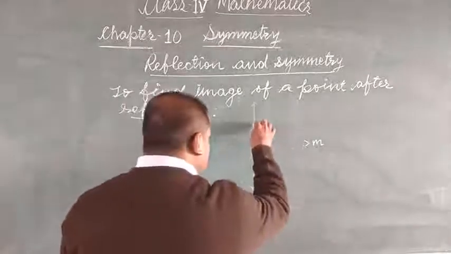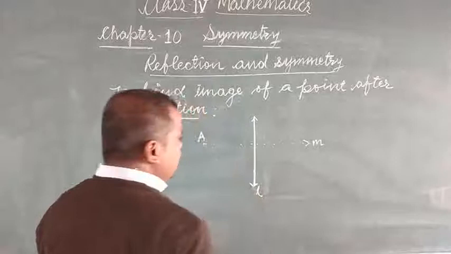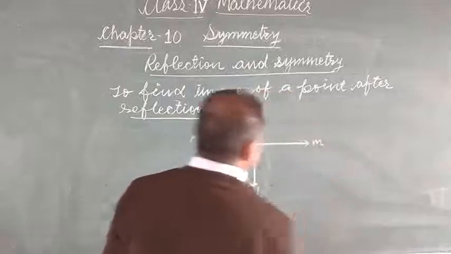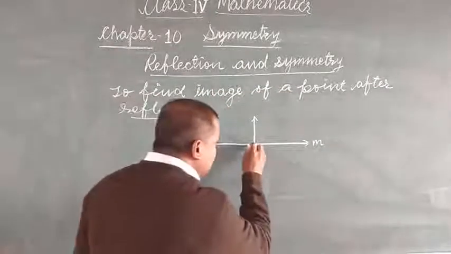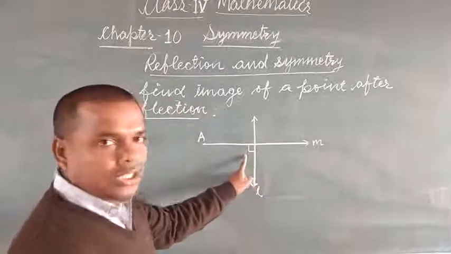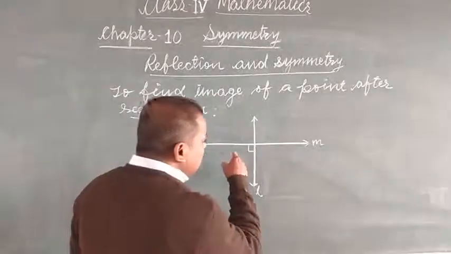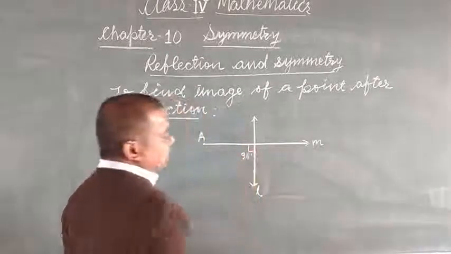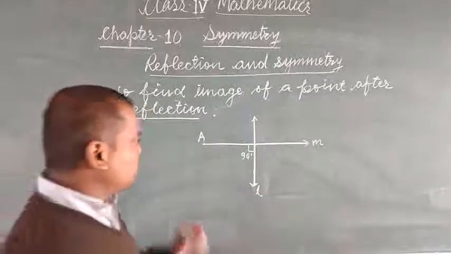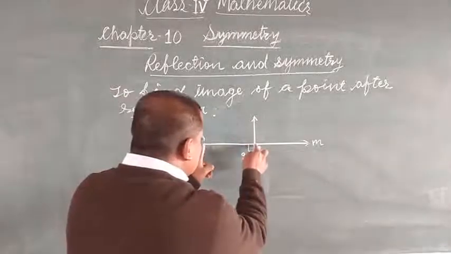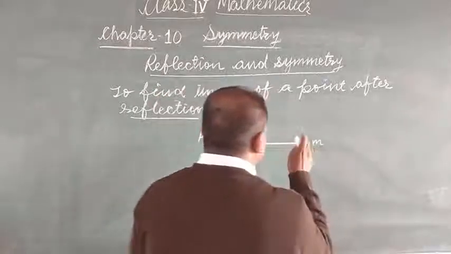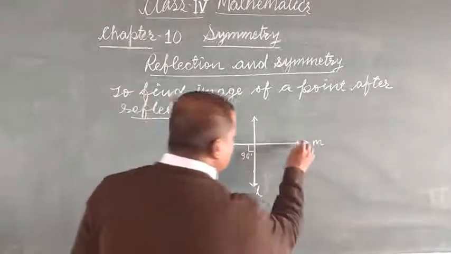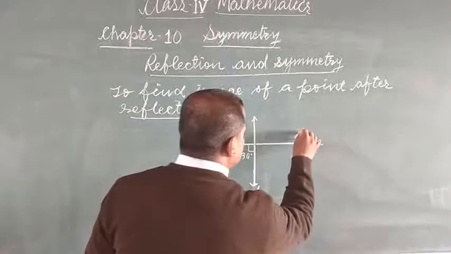We take a line, this one first, then we draw from this point a line which cuts this line L perpendicularly. This symbol shows perpendicular. This line is perpendicular to this line, and the angle here will be 90 degrees. So we say that it is a perpendicular line. Now we will measure this distance, and the same distance we will cut here. So here is the point. We can say point A has its reflection here, and we write it A dash.